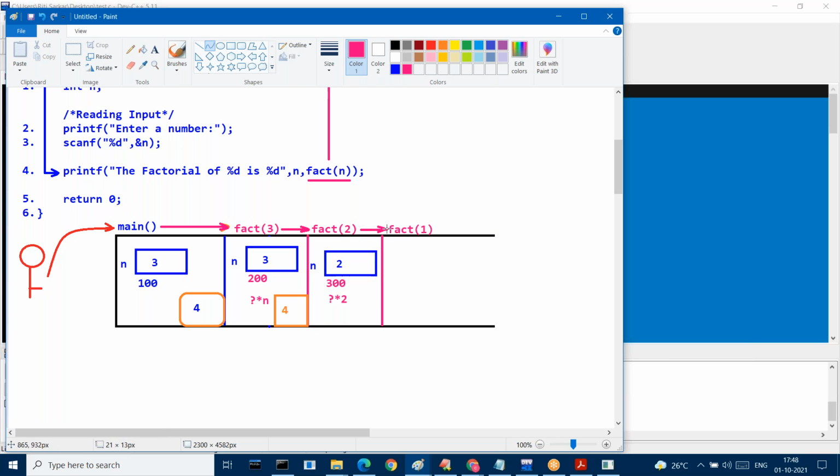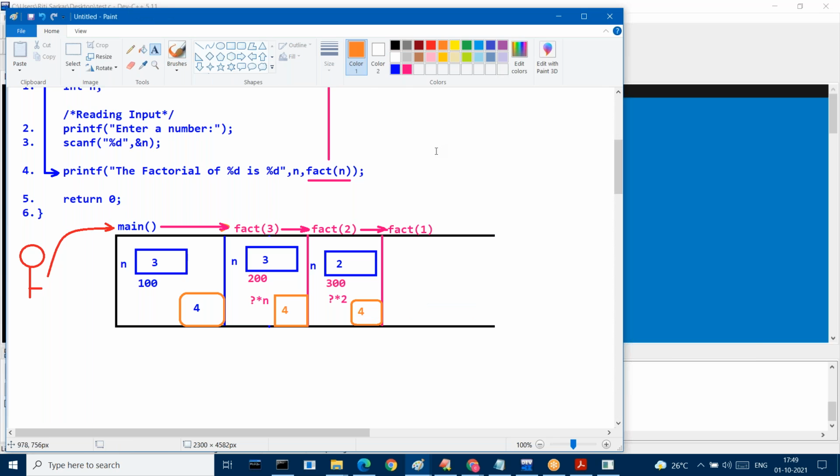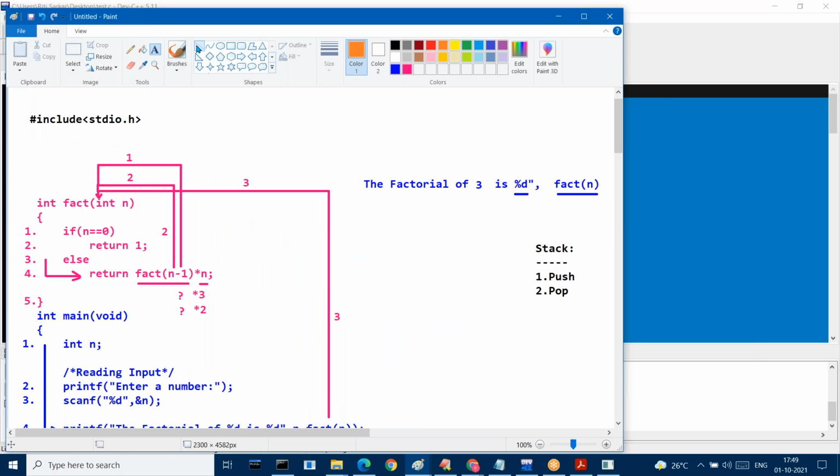Immediately the instruction pointer for fact 2 will say, I will remember this value when the control comes back to me. And what is that? 4. Line number 4. Fact 1 started execution.